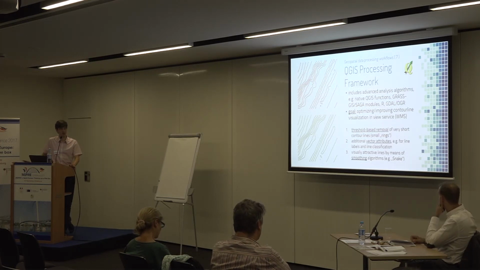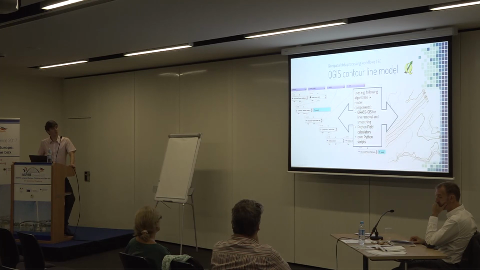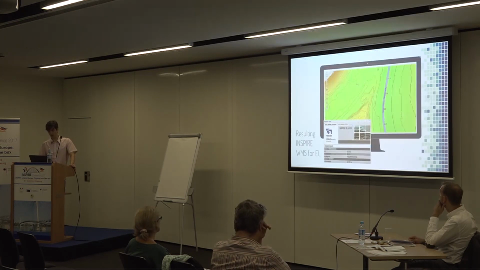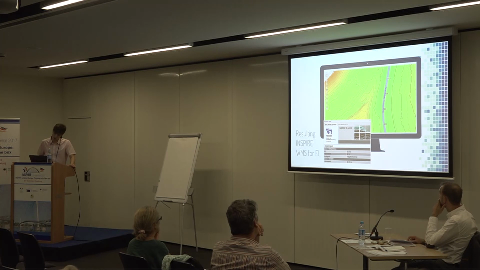For example, GRASS GIS algorithms or SAGA algorithms, and we set up some model here just to improve or to make these contour lines much better. For example, removing small contour lines, smoothing the lines, and adding some additional attributes. For example, the styling in a final WMS service. And this is a screenshot from the final WMS. In this case, it's a digital elevation model along the Mosel River. And you see the contour lines, of course, and on the bottom, a screenshot of the get feature information.